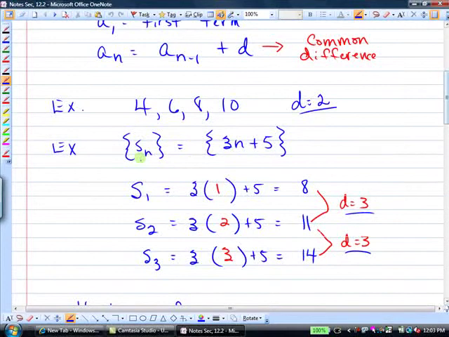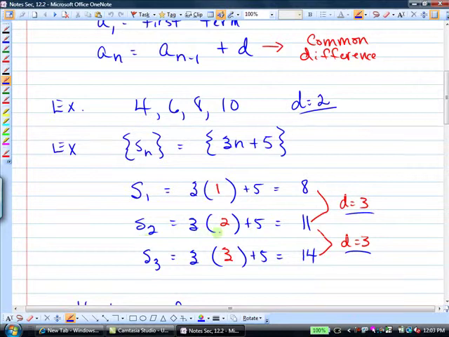Here's one, S sub n equals 3n plus 5. S sub 1 means you're going to plug 1 in for n. So S sub 1 is 3 times 1 plus 5, so that's 8. We don't know the common difference yet. That's not in the equation. You have to write a few terms before you can come up with what the difference is.